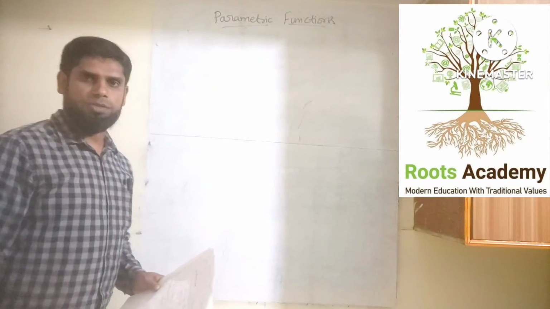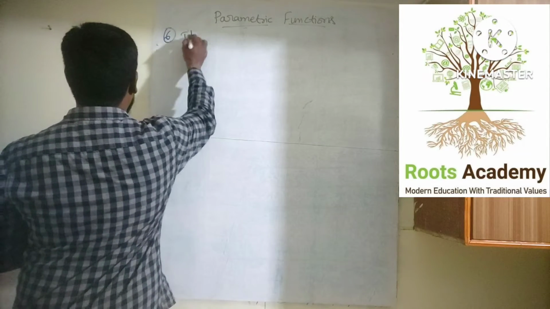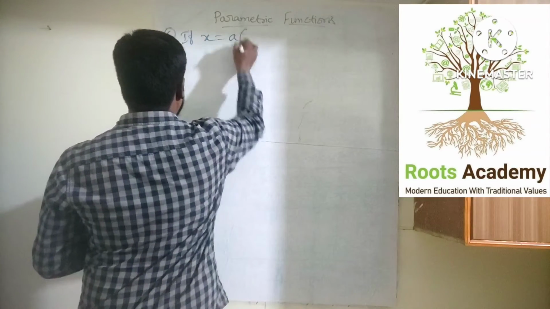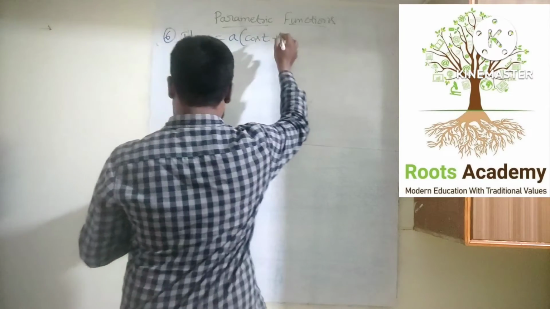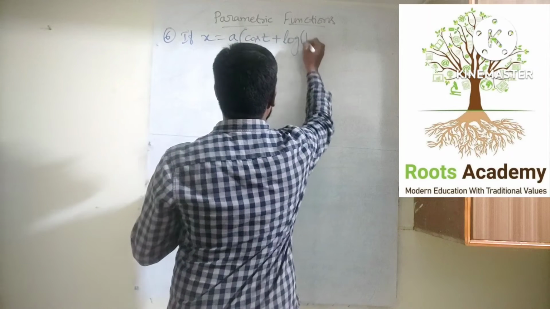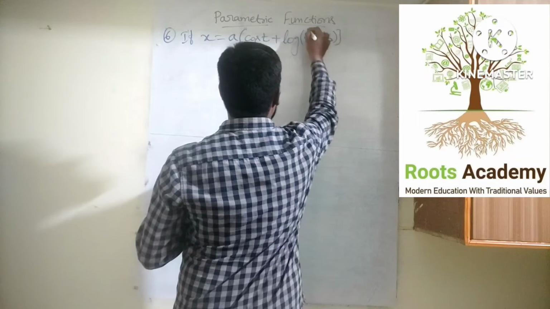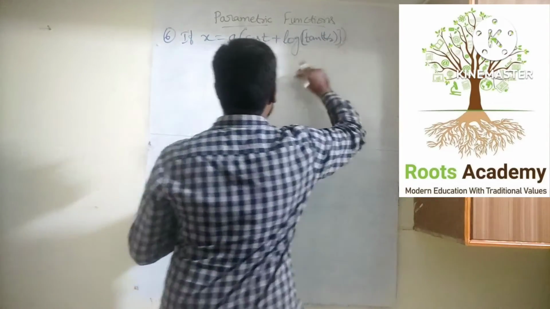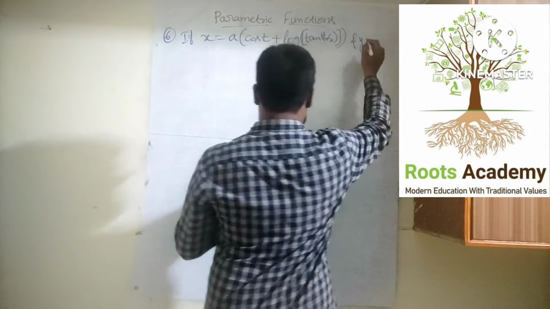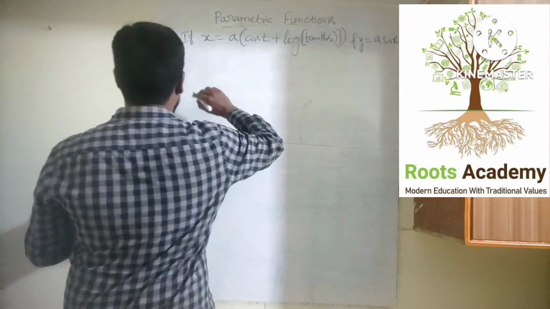Okay students, now let us go to the next problem. If x is equal to a bracket cos t plus log bracket tan t by 2 bigger bracket and y is equal to a sin t, find dy by dx.